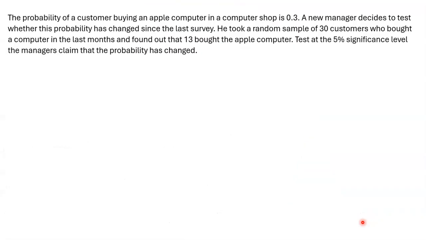The best way to understand is really by looking at an example. So again, you can pause the video, read the question, and then we'll start going through the example together. Here we are testing at the 5% significance level whether the manager's claim that the probability has changed is correct.